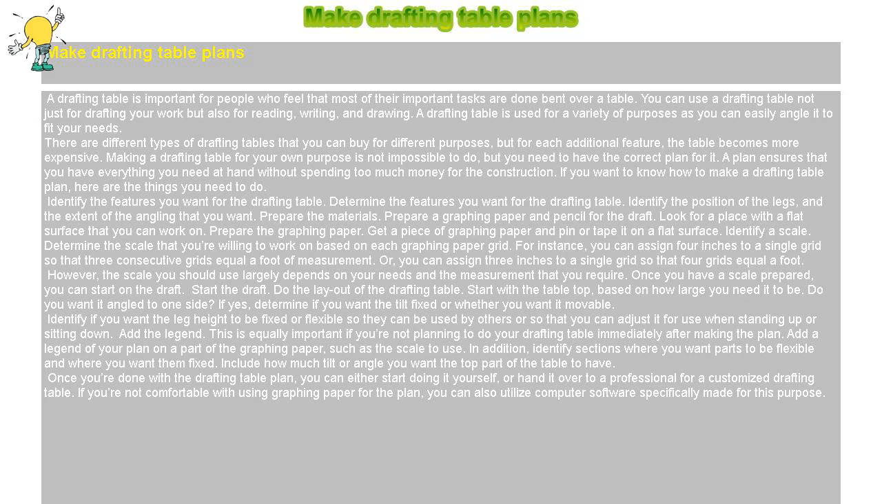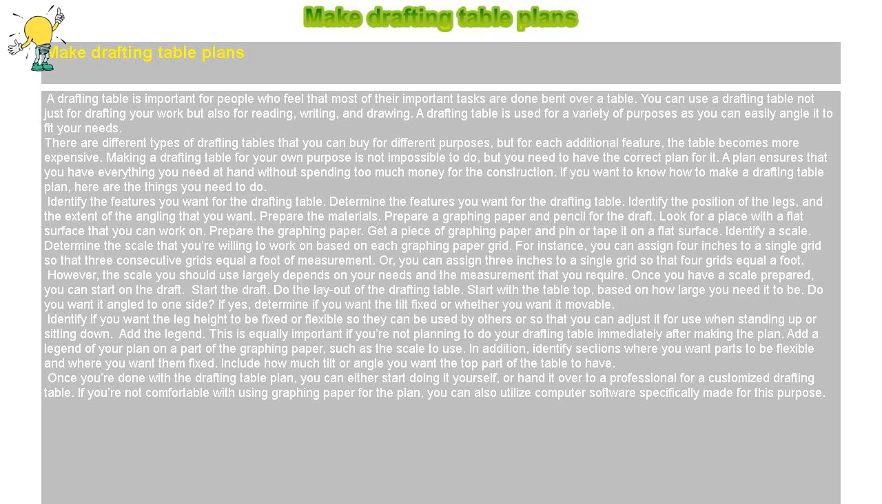Start with the table top, based on how large you need it to be. Do you want it angled to one side? If yes, determine if you want the tilt fixed or whether you want it movable. Identify if you want the leg height to be fixed or flexible so they can be used by others or so that you can adjust it for use when standing up or sitting down.